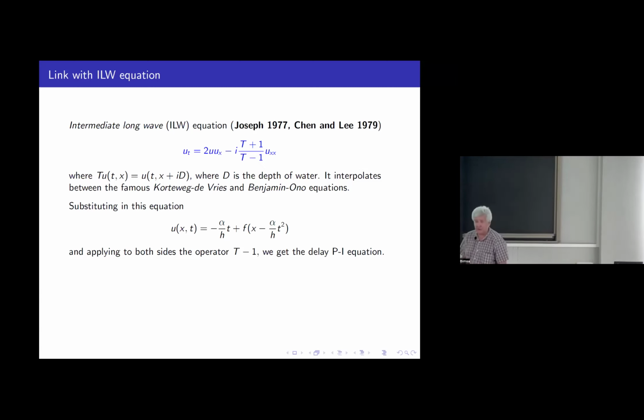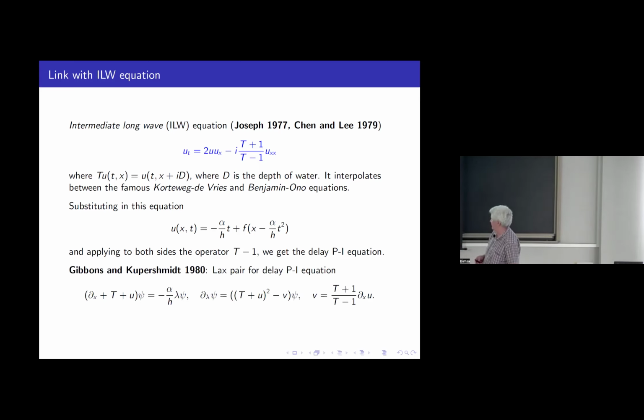It was studied by Kadama, Bloit, Satsuma, and John Gibbons and Boris Kupperschmidt at the time. So it was quickly recognized as significant, and it's obvious that if there is an integrable way between two famous equations, it's significant, right? If you make this substitution, then you have the delay Painleve-I. So it's a certain reduction of this equation, and because of the result of John Gibbons and Kupperschmidt, we have a kind of Lax pair.